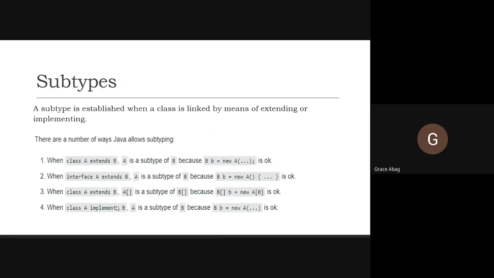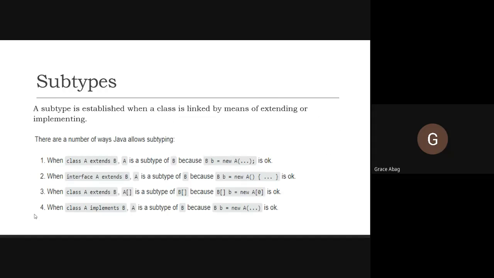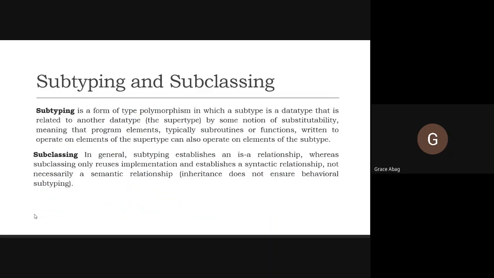Subtype is established when a class is linked by means of extending or implementing. So there are a number of ways Java allows subtyping. So subtype actually is also a type which has a relation to another type called the parent type or the supertype. The subtype must satisfy the features such as the values, methods, and the properties of the parent type. So, subtyping and subclassing.